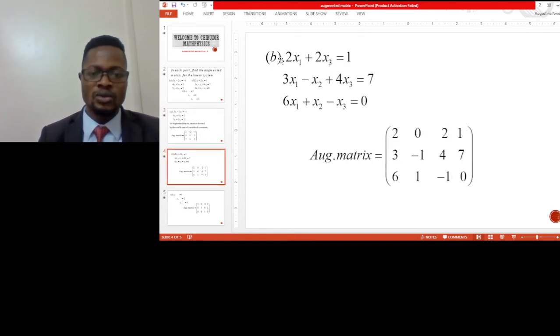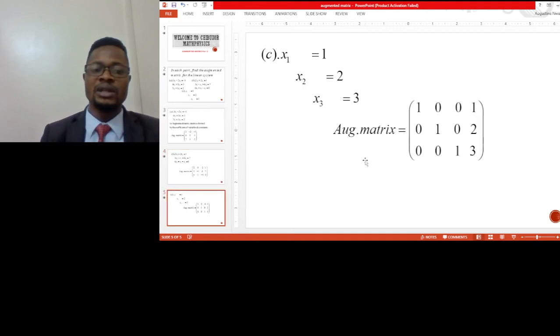Let us look at the second one. In this second question, you can observe that we have 2x1, but we don't have x2. We only have 2x3. So we have x1 and x3, no x2. What are you going to do? You are going to assume that x2 is 0 because there is no x2. You cannot cross what is not there, so it is equal to 0. Just put 0 in your augmented matrix so that we have 2, 0, 2, and 1. We have 3, -1, 4, and 7. 6, then we have 1, -1, and 0. And this is your augmented matrix.